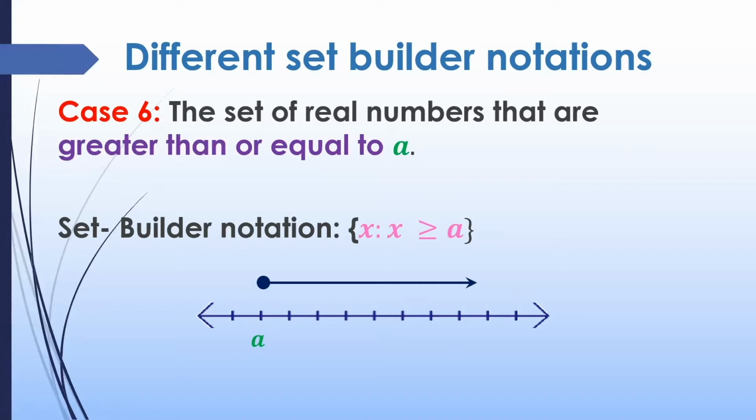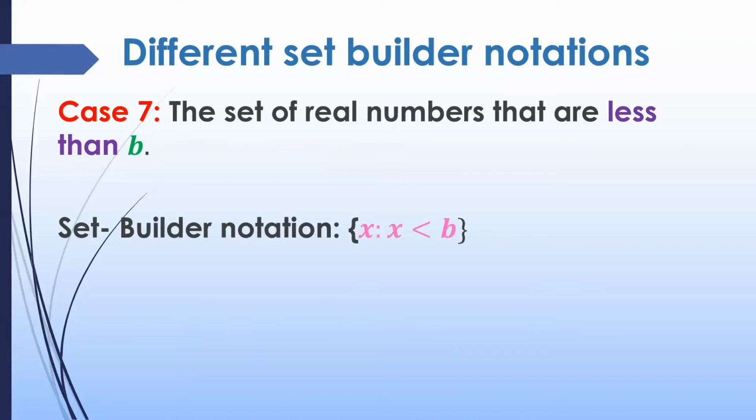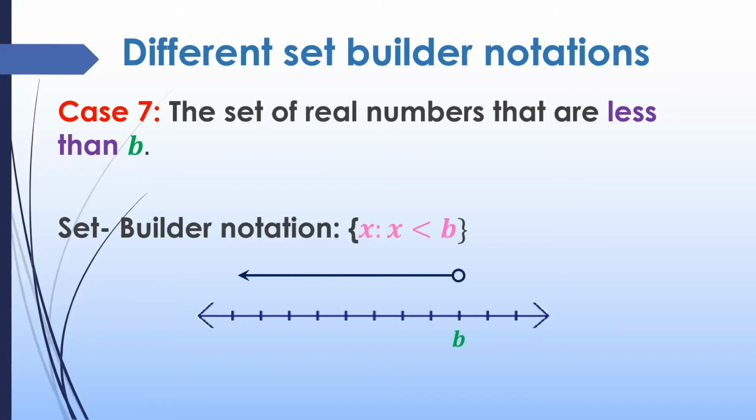Now, for case 7, the set of real numbers that are less than B. Less than B means, in set builder notation, X such that X is less than B. And on my number line, I'm going to have an unshaded circle at B, and the arrow would point towards the left.